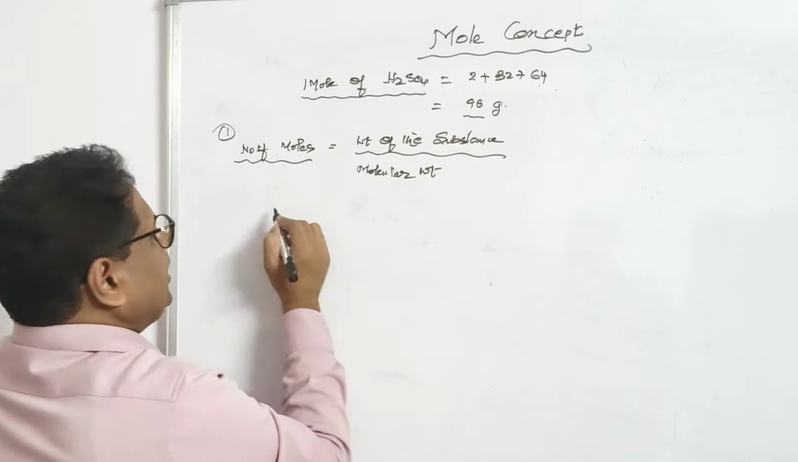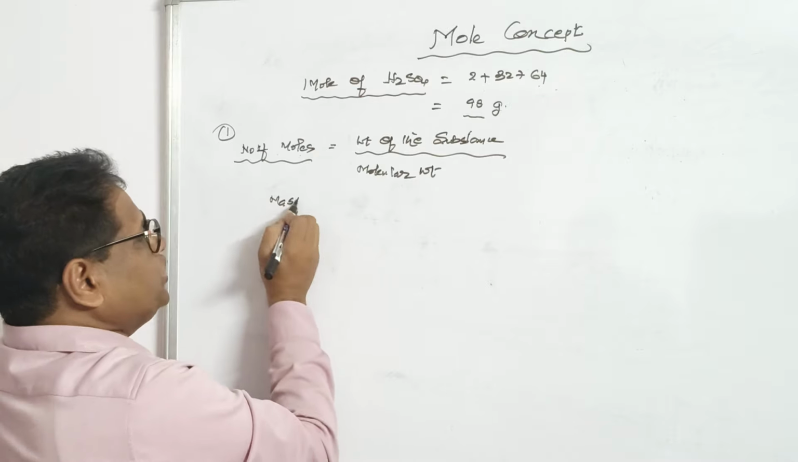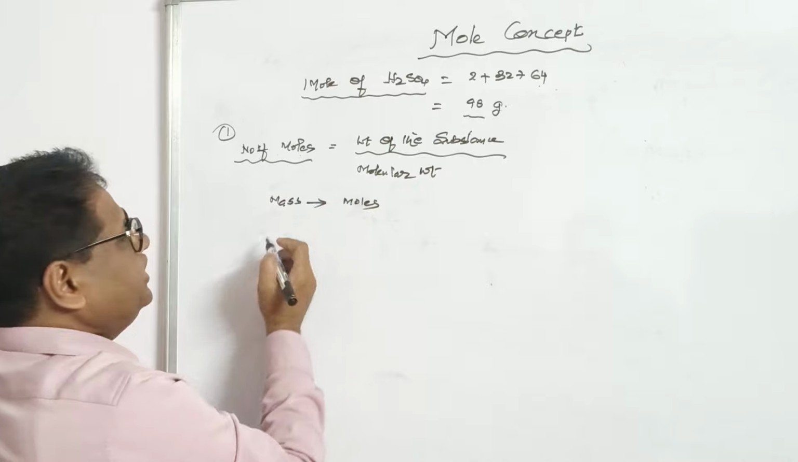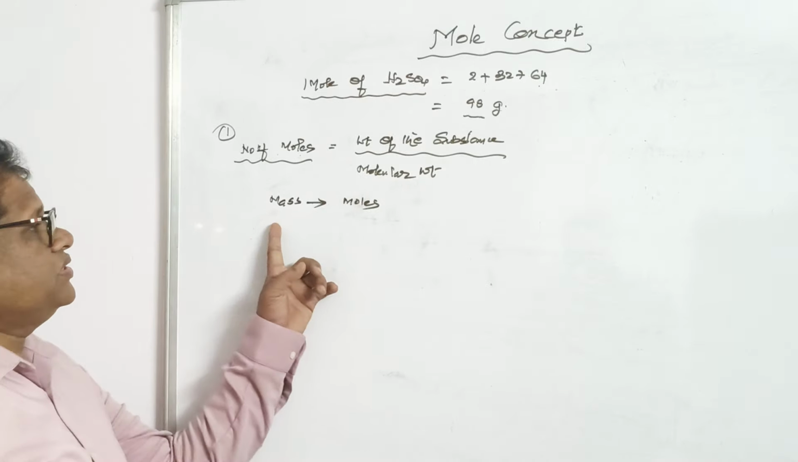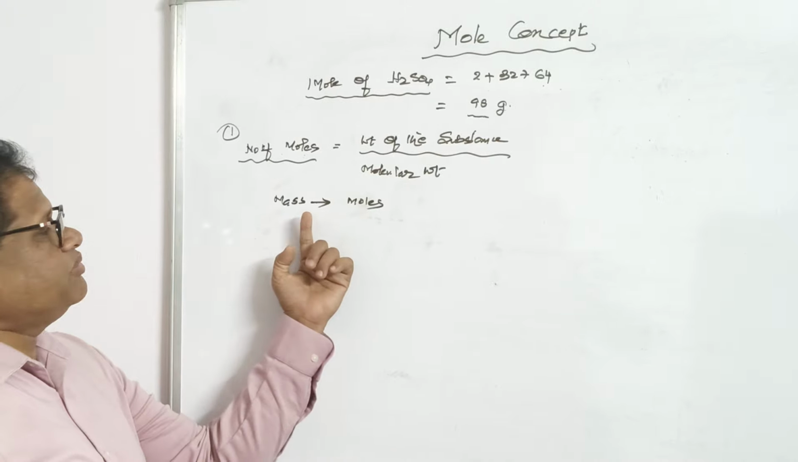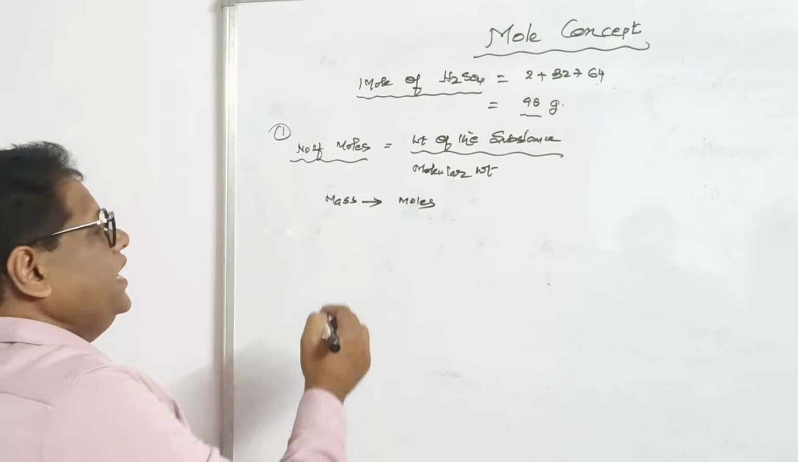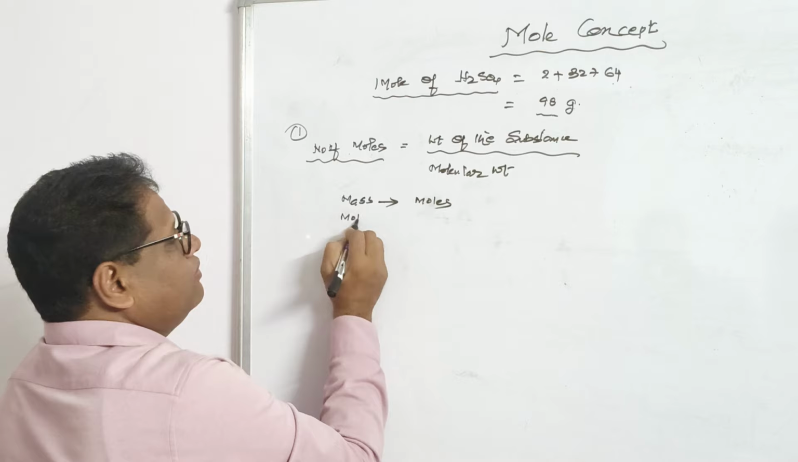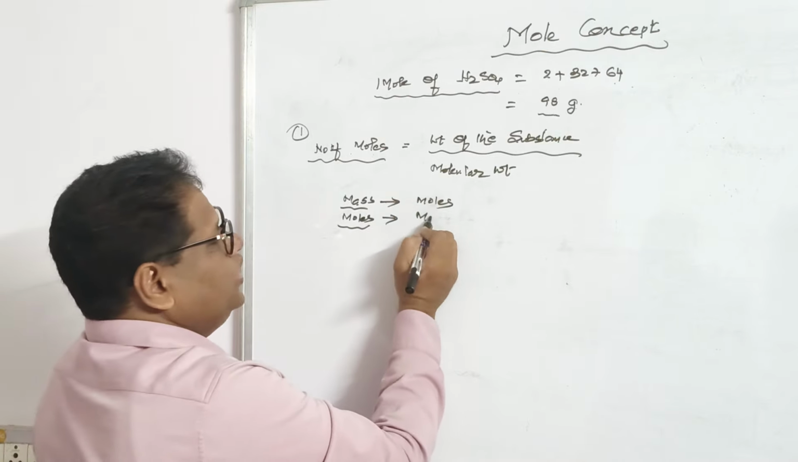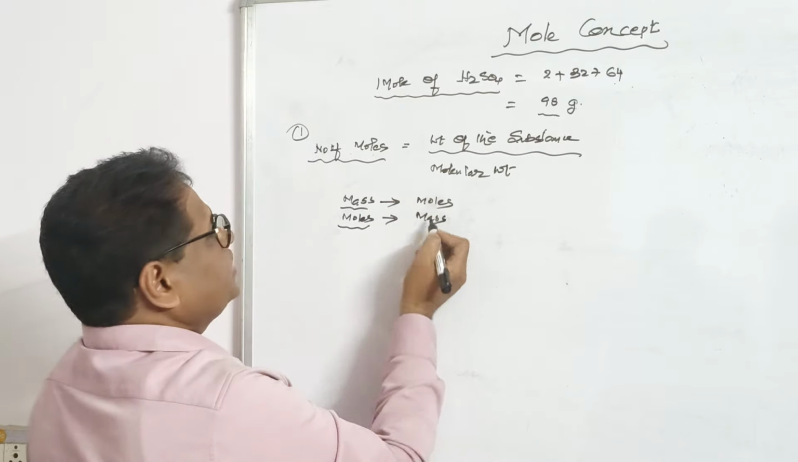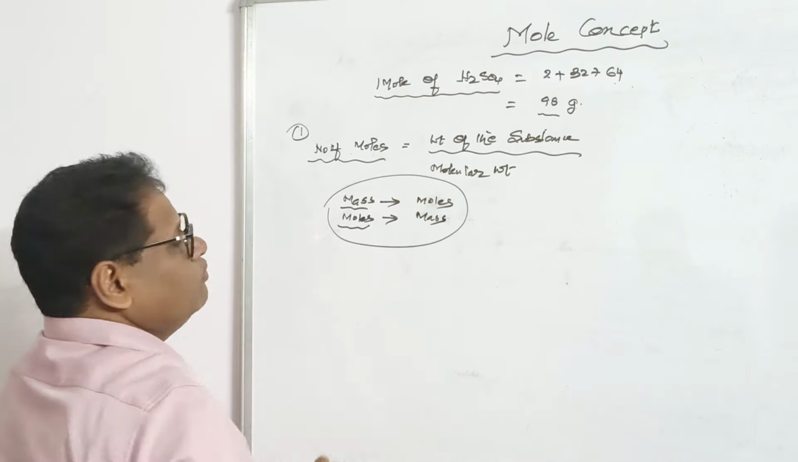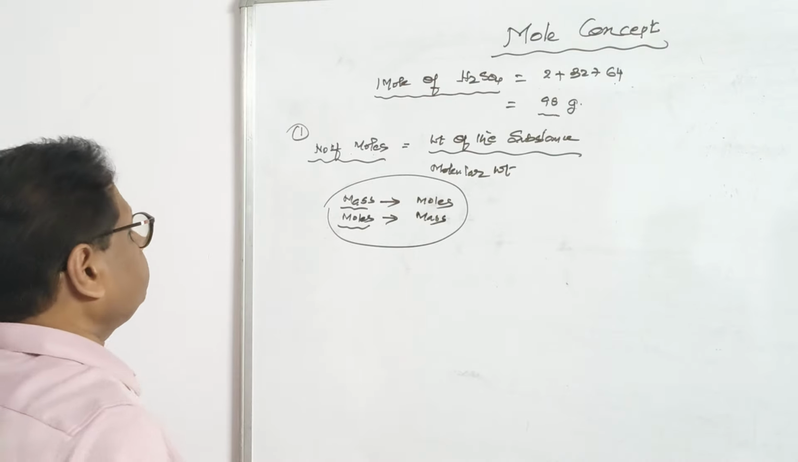Knowing this particular relation, we can directly switch over from mass to moles. That means having the given mass of a substance, that is the weight of the substance, if you divide by the molecular weight, you get the number of moles. And if you want to find the mass of certain moles of a substance, you can switch over from mole to mass using this relation. So this is our first relation, the mass mole relation.